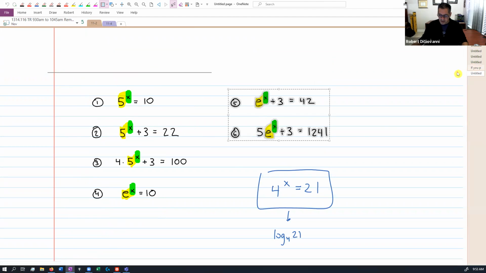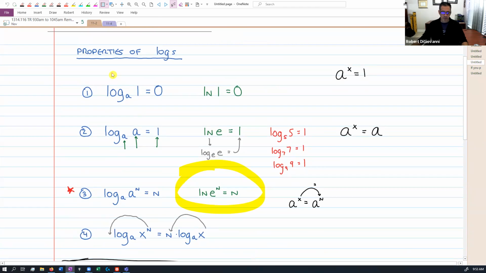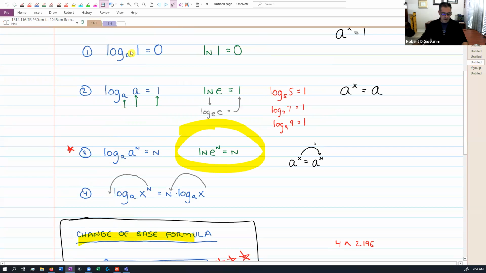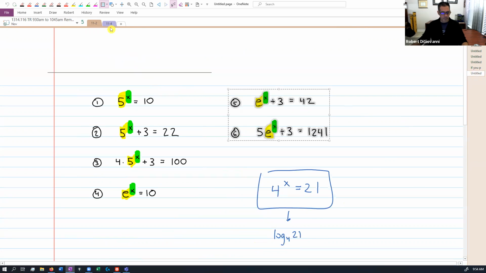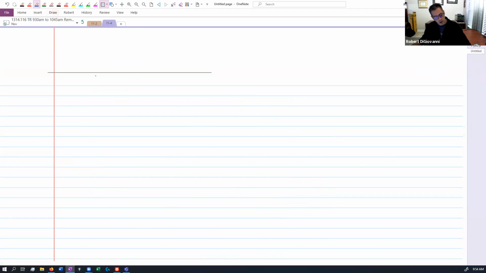I want to go back to last class. There were properties that I gave you for logarithms. Remember these properties? I gave you 4 properties. I said we need to know these, and that these are real important. We use this one a lot, and this one too. But I need to add a few more properties. There's a couple more properties of logs that we're going to need. So here we go. More properties of logs.